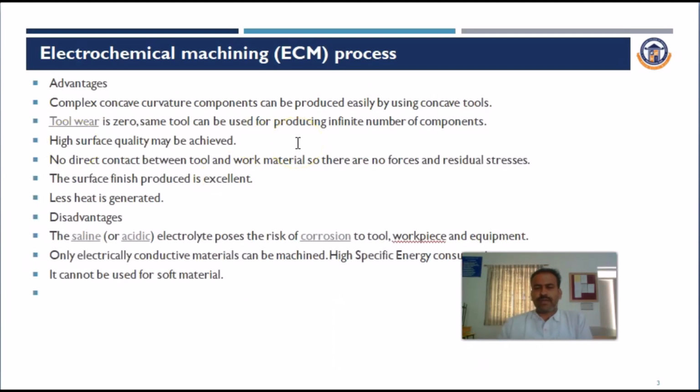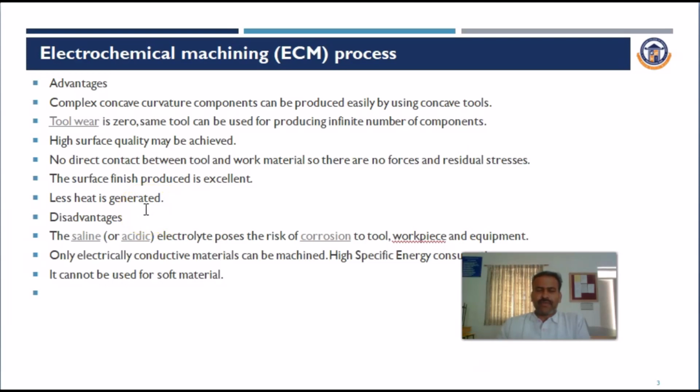The advantages of the electrochemical machining process: complex shapes or complex curvature components can be produced easily using concave tools. Tool wear is zero, and the same tool can be used for producing an infinite number of components. High surface quality may be achieved. In this process only the chemical reaction takes place, and by the principle of erosion the metal is removed. There is no direct contact between tool and workpiece material, so there are no forces or residual stresses. The surface finish produced is excellent, and less heat is generated.